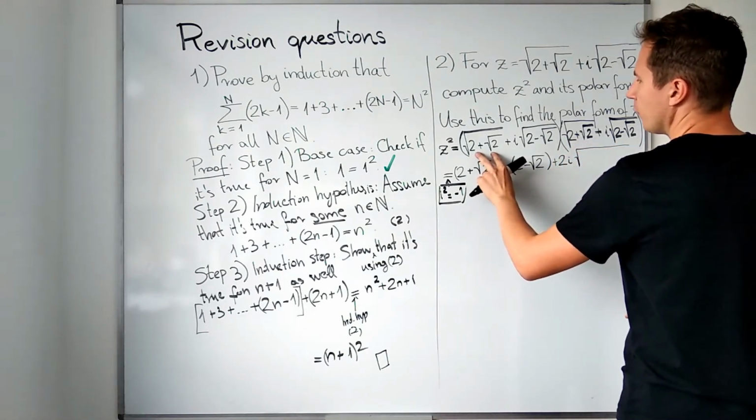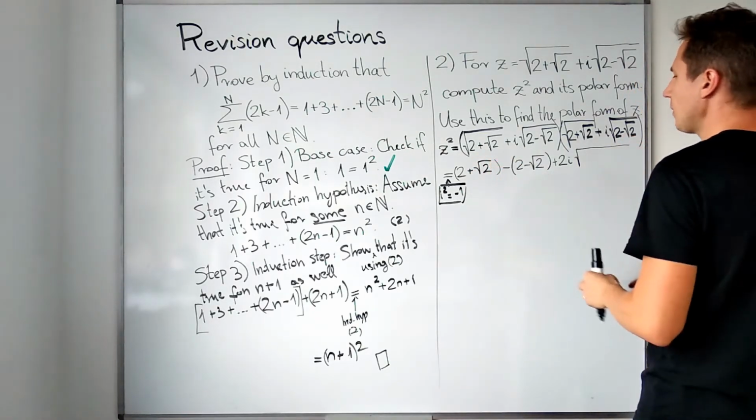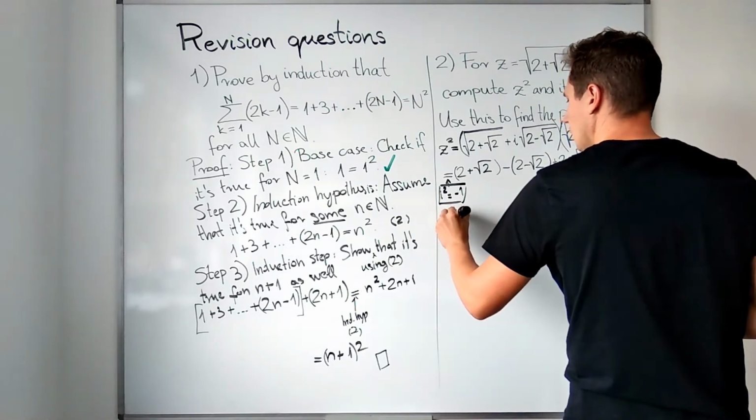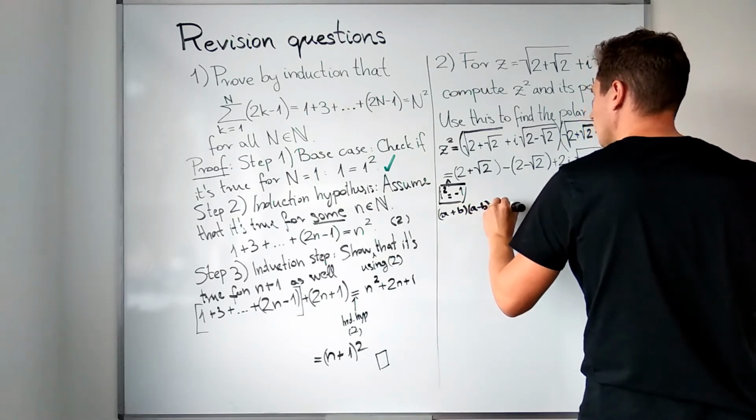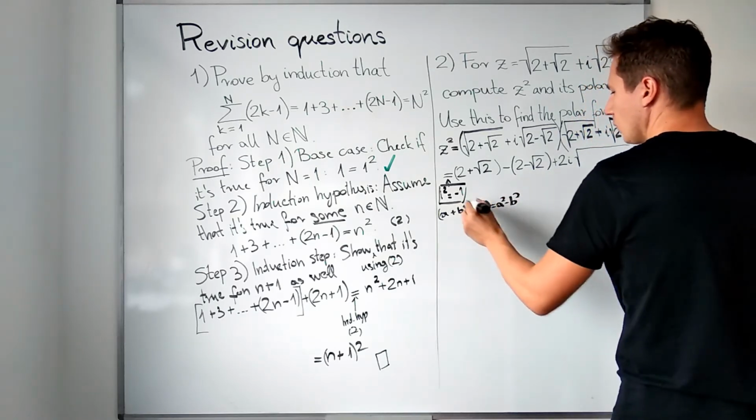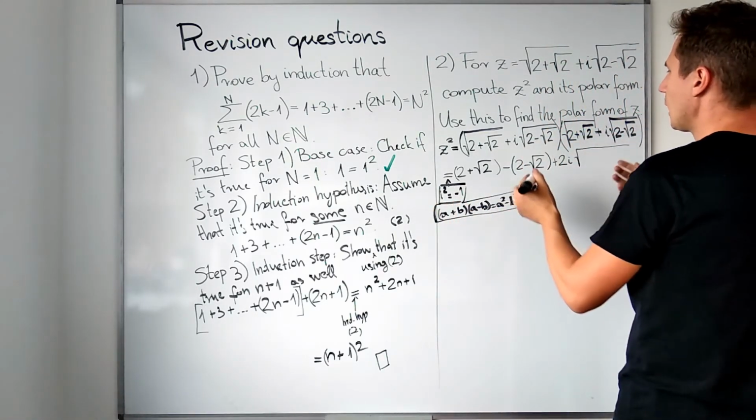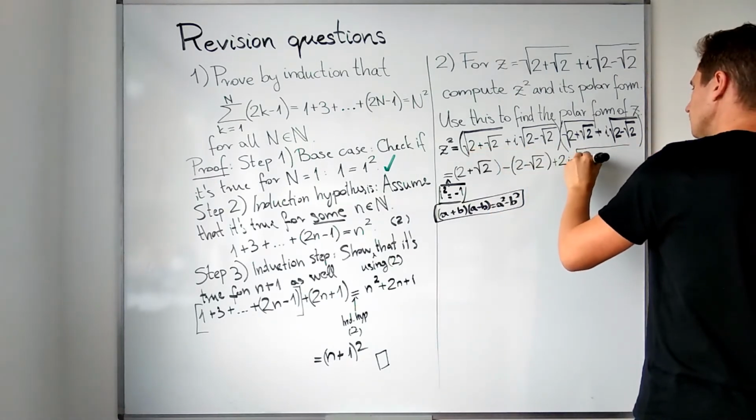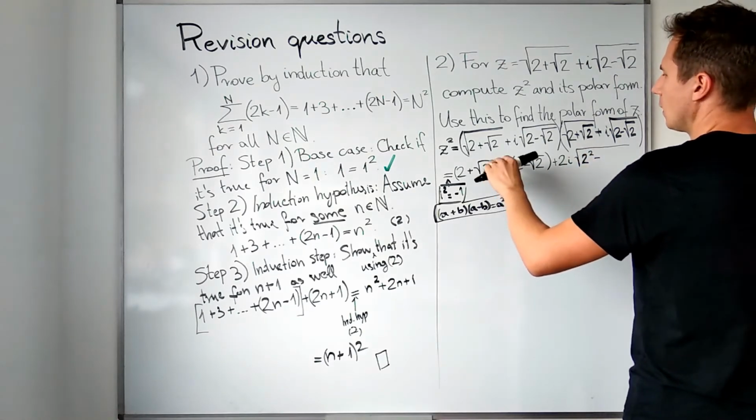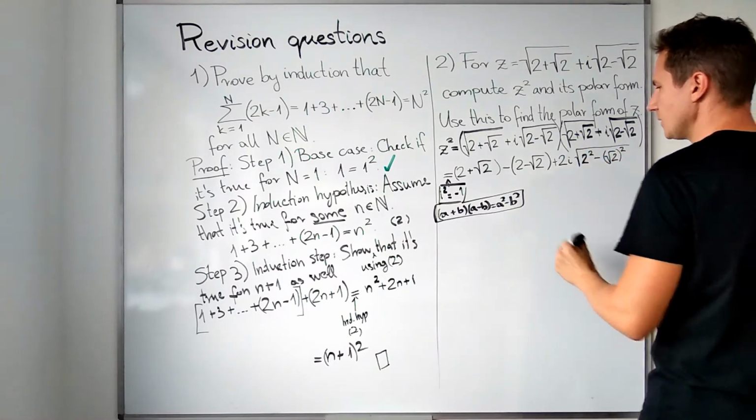One of them is of the form a plus b, and the other one is exactly a minus b. So remember that a plus b times a minus b is equal to a squared minus b squared. So this is also something I'm using here when I expand this product. And what I will get is a squared, that is 2 squared, minus √2 squared. That is a squared minus b squared in this case.